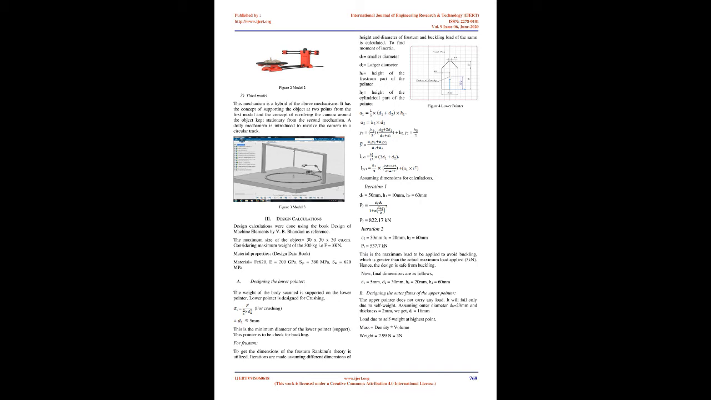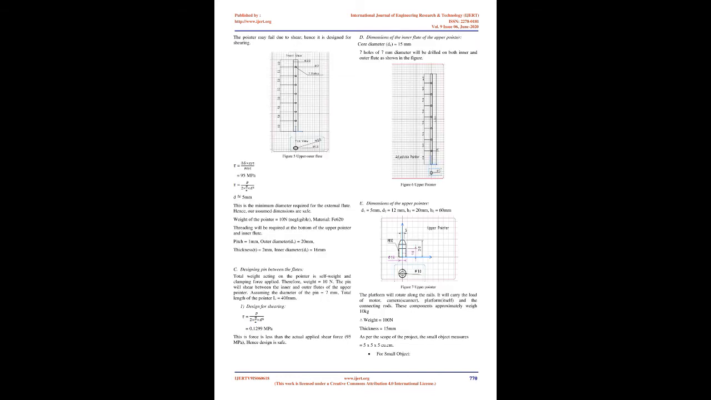A. Designing the lower pointer. The weight of the body scanned is supported on the lower pointer. The lower pointer is designed for crushing. This is the minimum diameter of the lower pointer support. This pointer is to be checked for buckling. For the frustum, to get the dimensions, Rankine's theory is utilized. Iterations are made assuming different dimensions of height and diameter of the frustum, and the buckling load of the same is calculated.